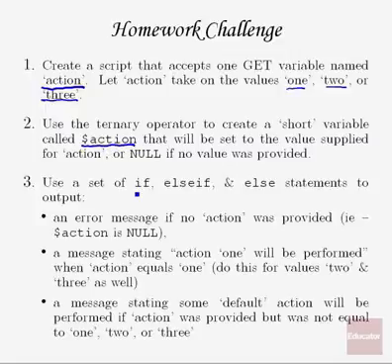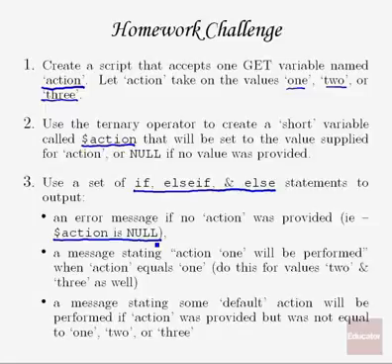Then I want you to use a set of if, else if, and else statements to do 3 things. If no action was provided, which would mean action is equal to null, then you provide an error message saying no action was provided. If the value is 1, 2, or 3, then I want you to output a separate message for each of those saying action 1 will be performed, action 2 will be performed, action 3 will be performed.